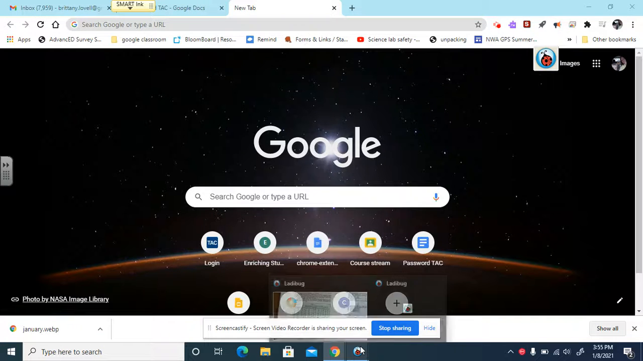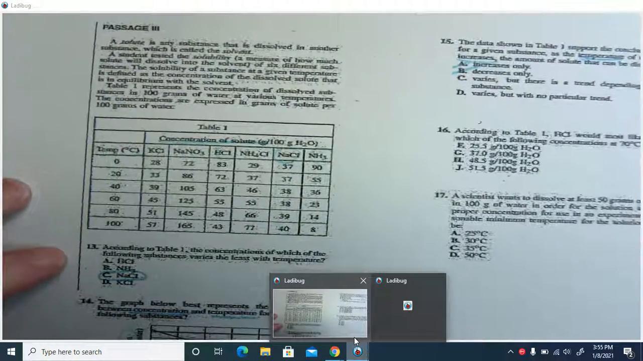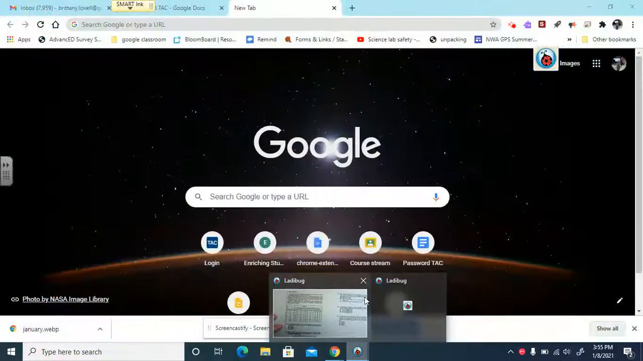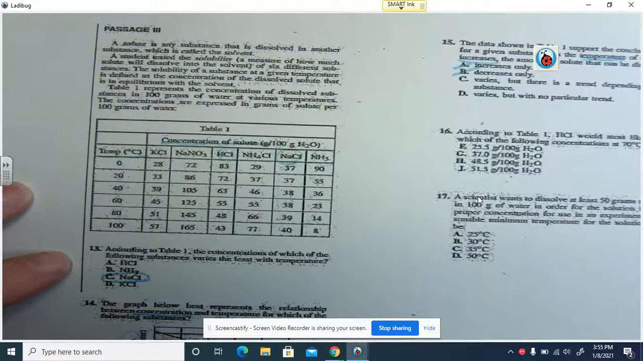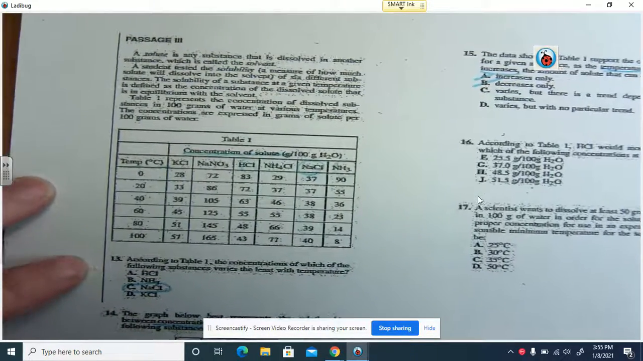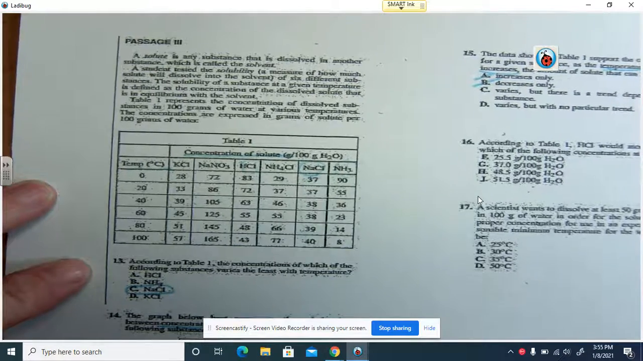Okay, everybody. So we're going to start by looking at this little practice that we did today in class. I had started it a while ago, and then the video cut out, so we're going to try again. So here we go. This is the ACT practice passage that we did.